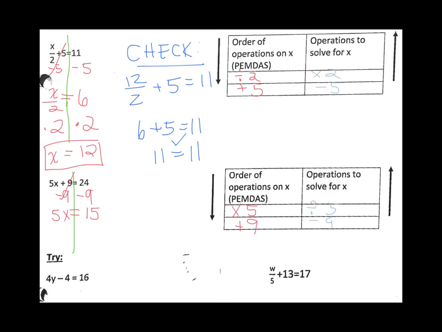And then to undo multiplication, because that's really what's going on here, 5 is multiplying x, I'm going to divide by 5. And I'm left with x equals 15 divided by 5, which is 3.